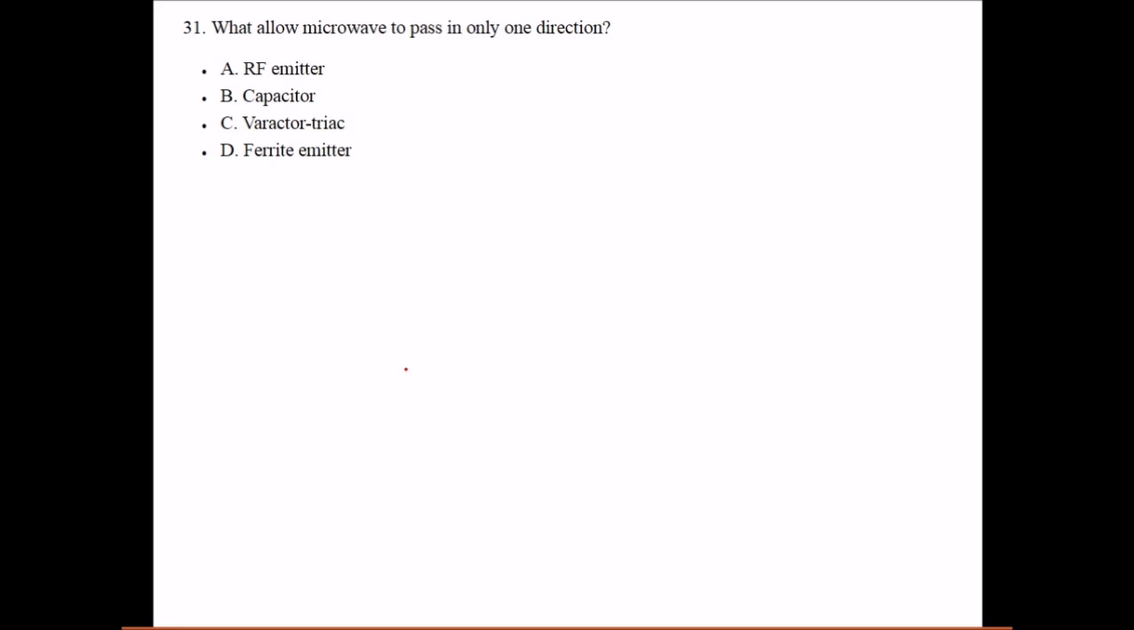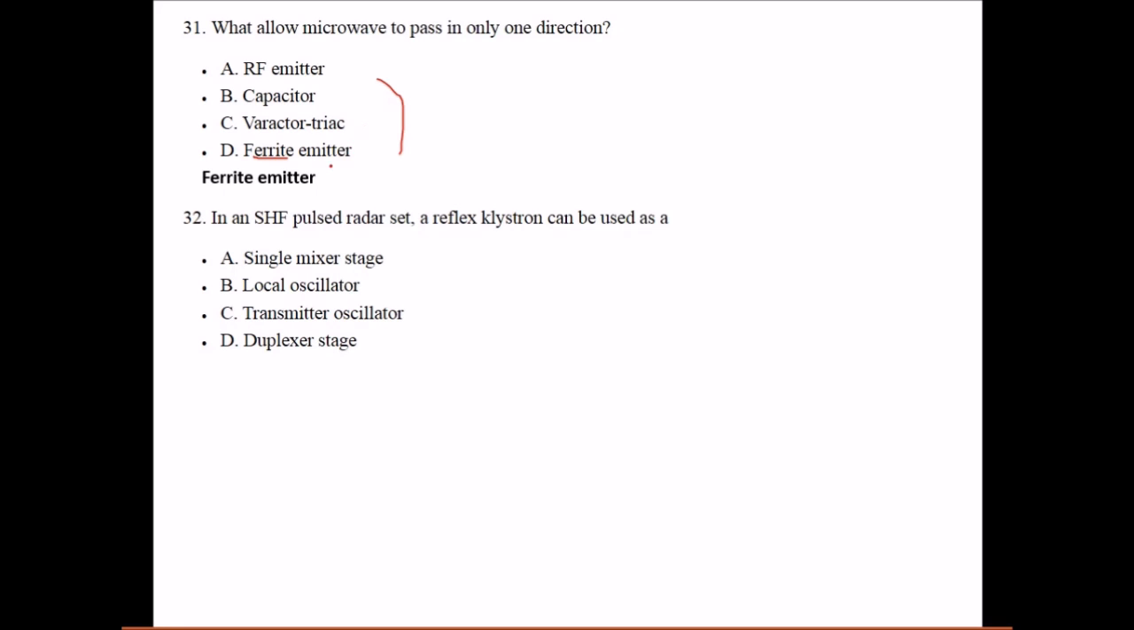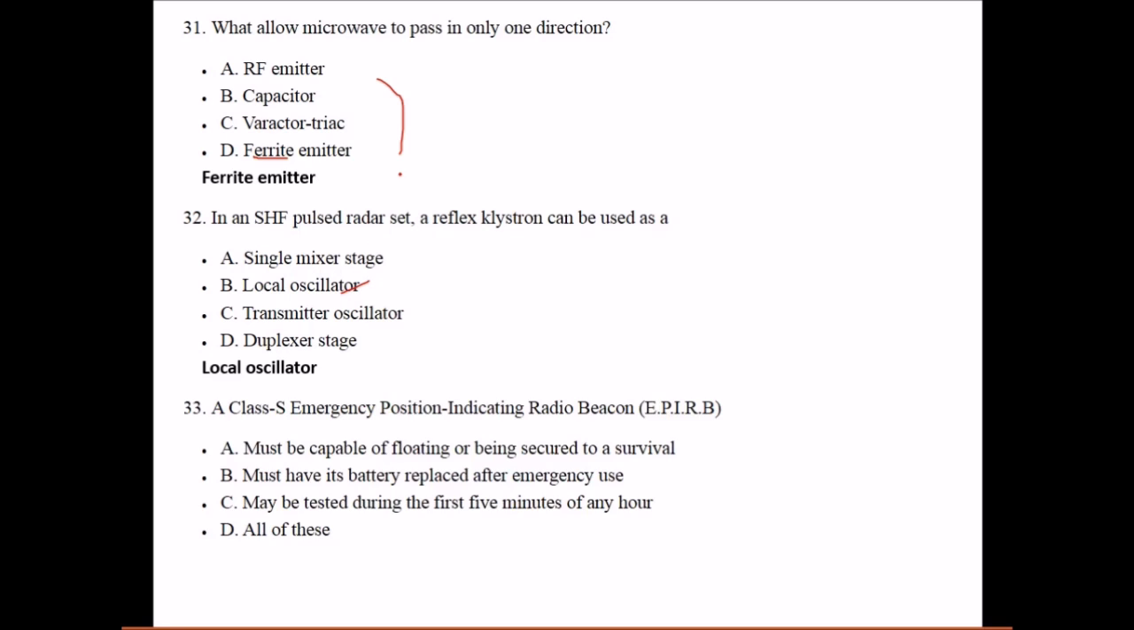Now, what allows microwaves to pass in only one direction? This is a very important question. It's a ferrite isolator. The ferrite isolator allows the microwave to pass in only one direction. In an SHF pulse radar set, a reflex klystron can be used as a local oscillator.